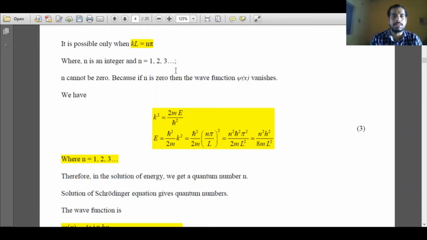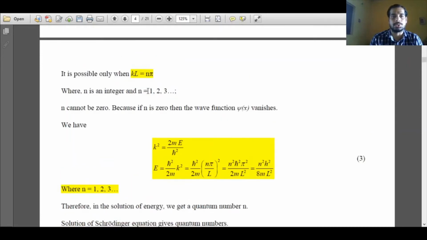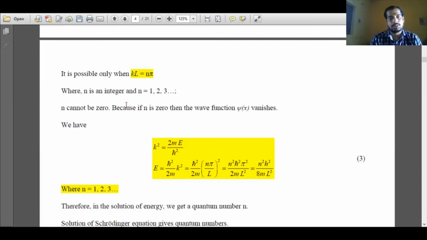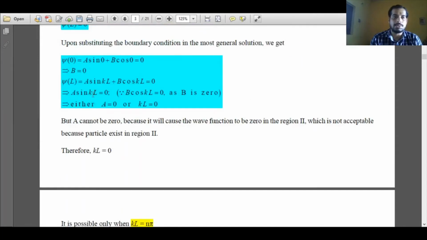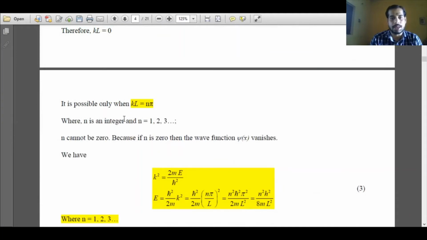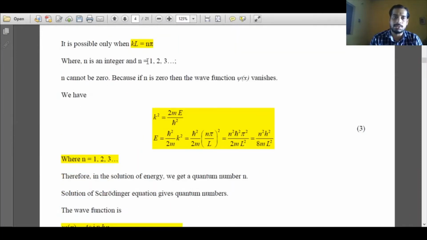N values are integers. N cannot be 0. If n is equal to 0, sin 0 becomes 0 and the wave function will vanish, and that will be a trivial solution. So n cannot be 0, and n can only have values 1, 2, 3 and so on.